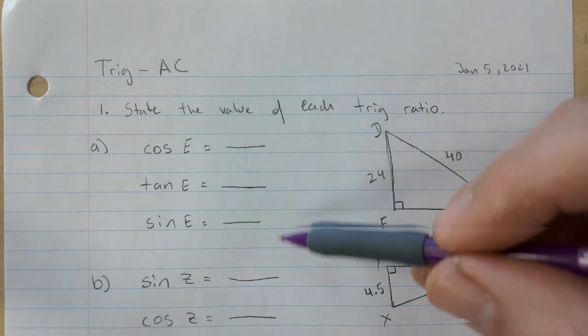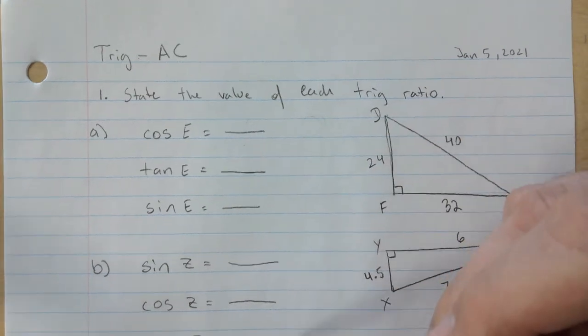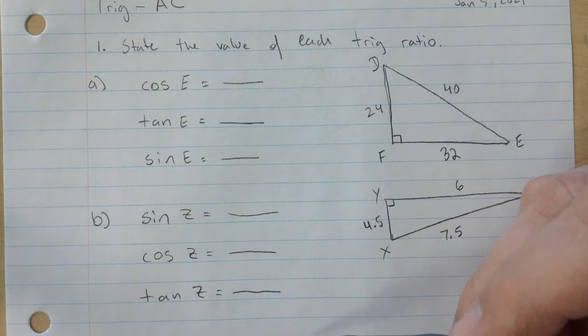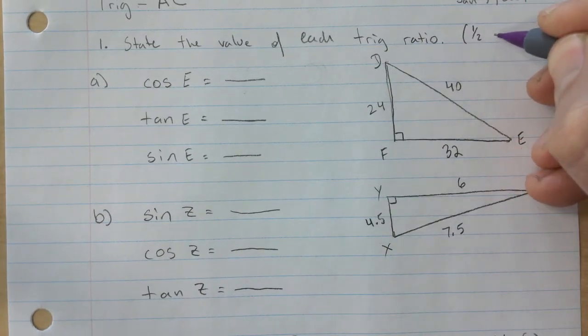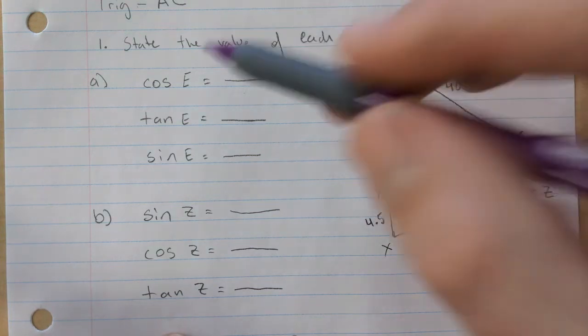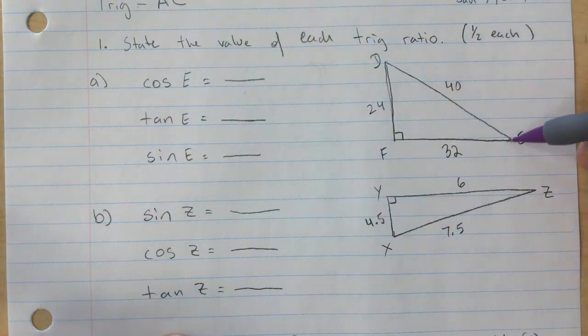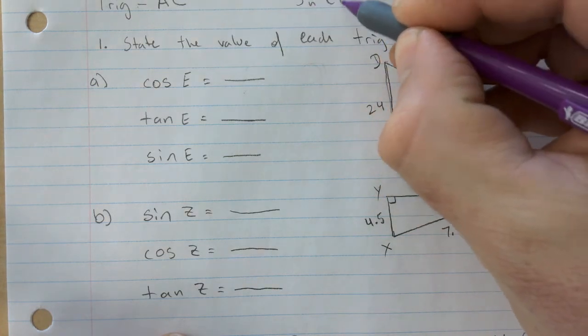So the first ones here, we would make them worth half a mark each. So I just put down half each. If you get it wrong, it's wrong. If it's right, it's right. Obviously, there's nothing in between. So cos of E is right here. And I'm just going to quickly write down this for myself.